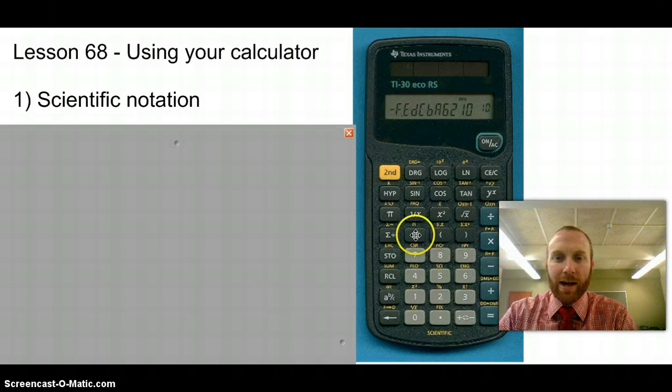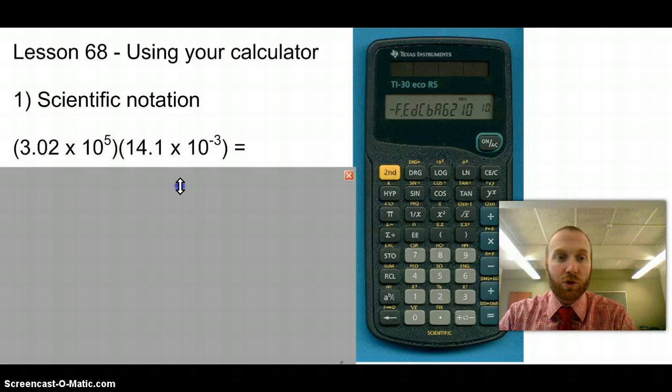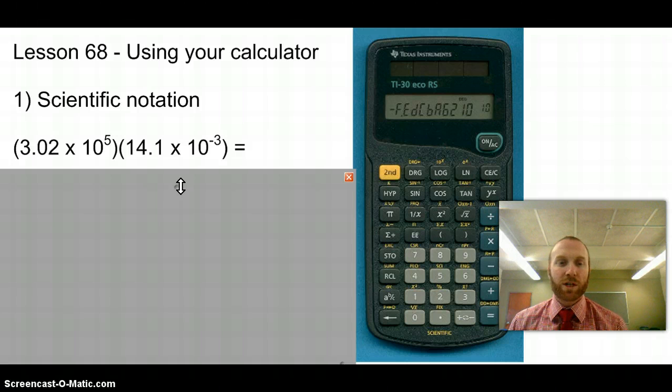So this calculator that I have up on the outside of this screen right now is not a simulator. I'm just going to indicate the buttons, and I will bring up my calculator in a moment in order to see the actual answers that we're getting here. But we need to be able to multiply something like 3.02 times 10 to the fifth times 14.1 times 10 to the negative third.